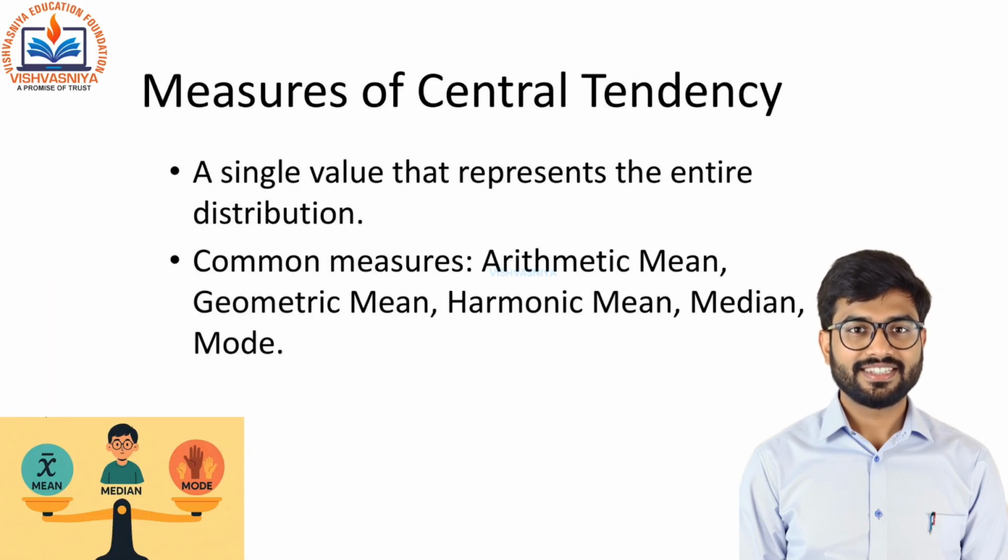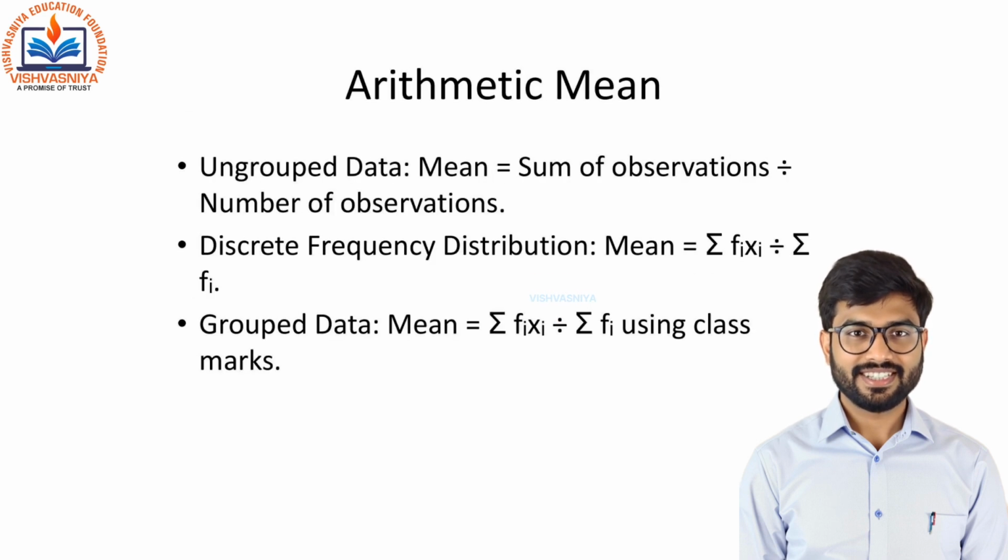Now let us discuss measures of central tendency. A measure of central tendency is a single value that represents the entire data. The most common measures are arithmetic mean, geometric mean, harmonic mean, median, and mode. First is the arithmetic mean, also called average. It is calculated as the sum of all observations divided by the number of observations.